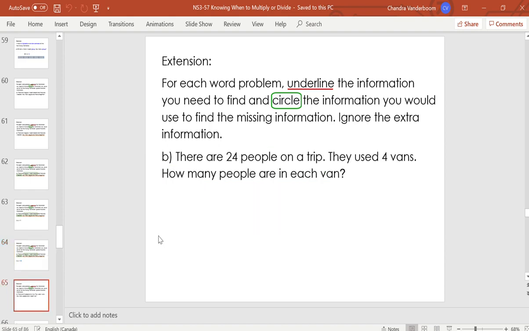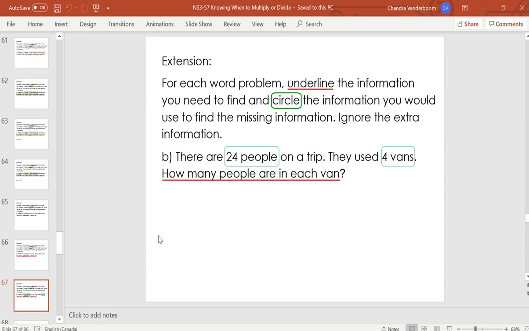Here's another one. There are 24 people on a trip. They used 4 vans. How many people are in each van? There's not really any extra information. It doesn't tell us what color the vans are or anything like that. That sort of information would be extra and not important. But here, this is all good information for us. So first of all, what do we need to figure out? Well, we need to figure out how many people are in each van. What information do we have? We know there's 24 people and they're using 4 vans.